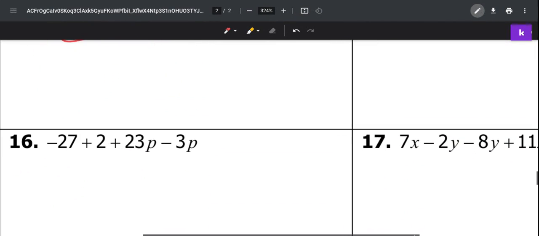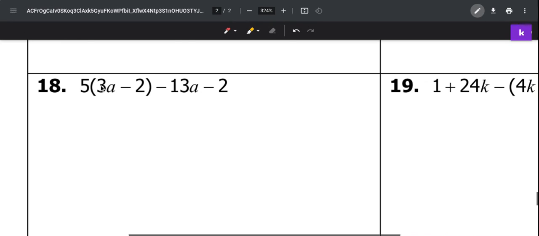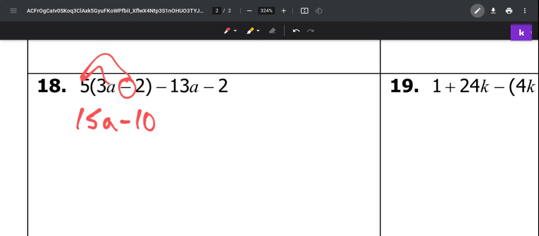All right. Let's skip to a little bit of a harder one. Let's go to number 18. If you look, simplifying means first we need to distribute, and hopefully this pops out in your head that I need to distribute first. So 15a minus 10, because this is a negative, so when I do 5 times negative 2, it becomes negative, so I write that as minus 10.